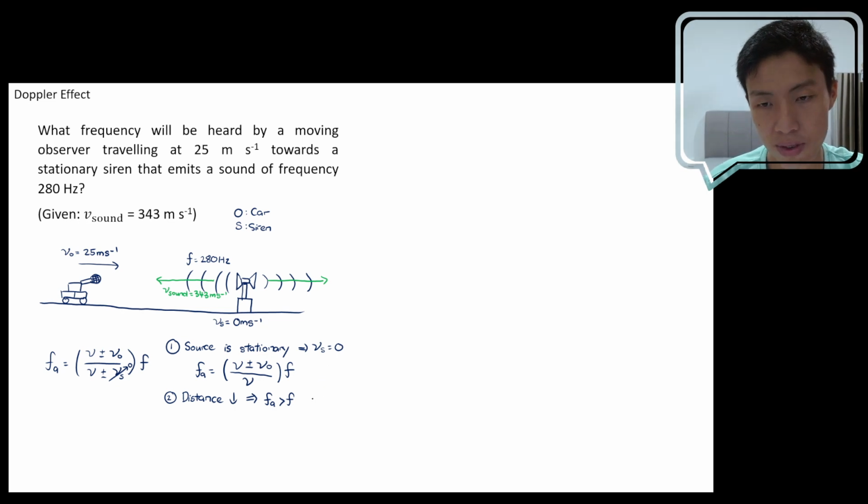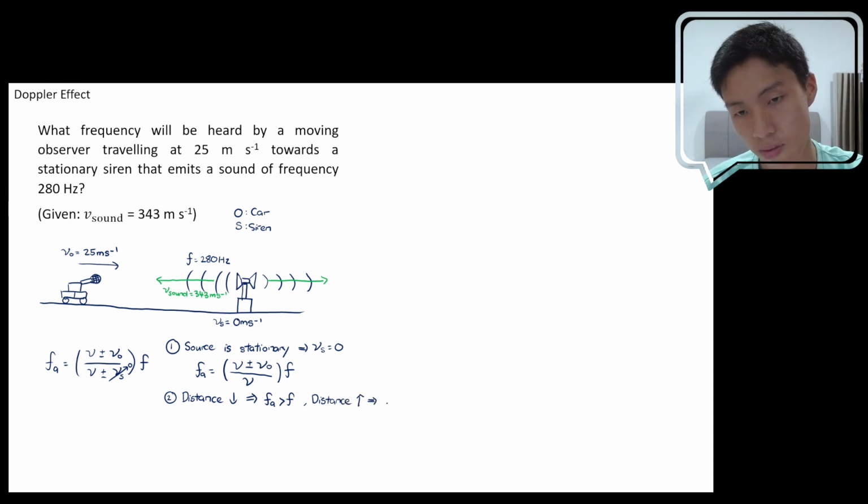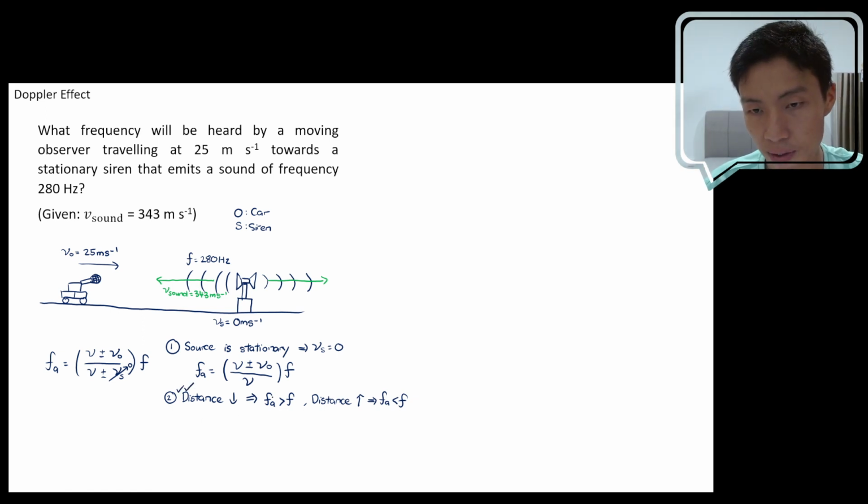Okay, if the distance between the observer and the sound source is increasing, then your apparent frequency will be less than the frequency produced by the sound source. In this case, this is the situation we are facing. So we know that FA must be greater than F.